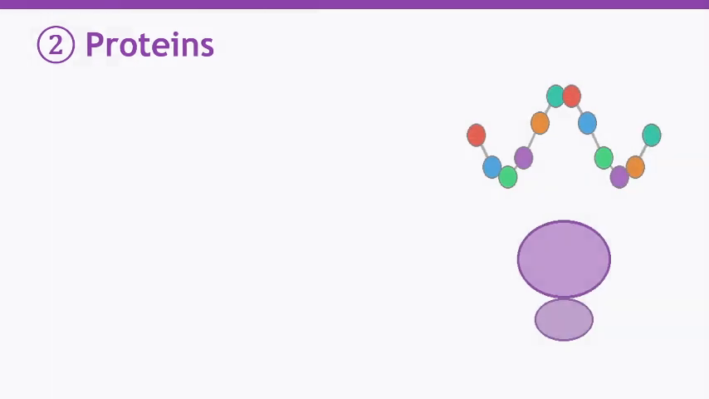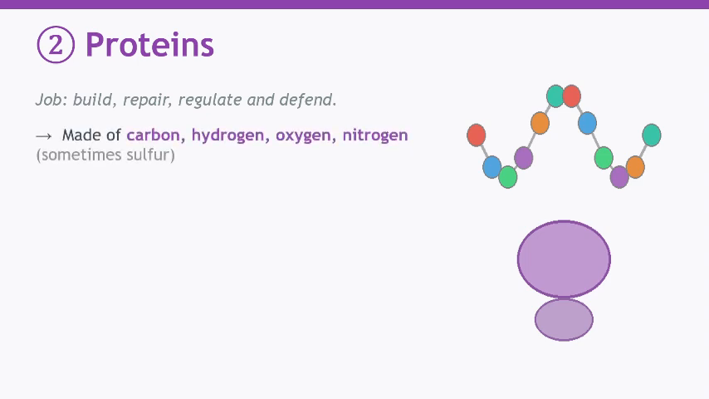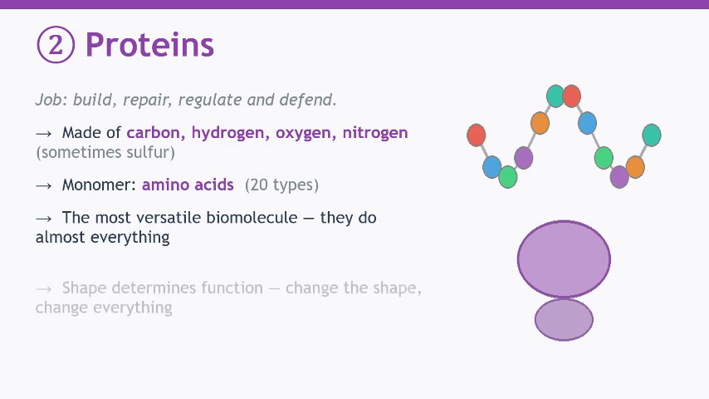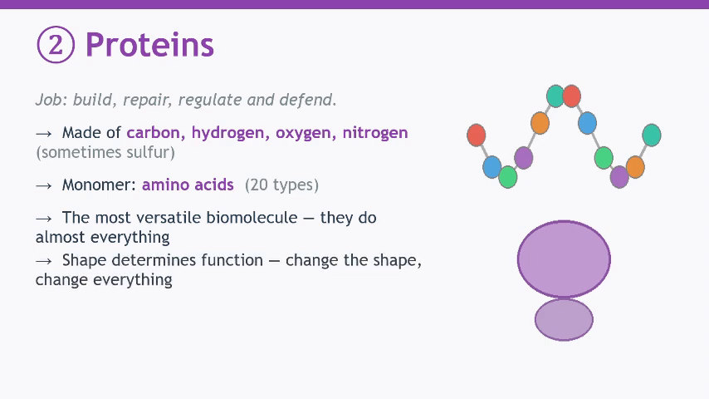Second, proteins. And honestly, proteins are my favorite biomolecules because they do everything: building and repairing tissue, speeding up chemical reactions, defending against diseases, transporting oxygen, sending signals. All proteins. They are made of carbon, hydrogen, oxygen, and nitrogen, and sometimes sulfur. Their monomer is called an amino acid, and there are 20 different types. The sequence of amino acids determines how the protein folds, and the shape of the protein determines its function completely. Change the shape, you change what it does or break it entirely.